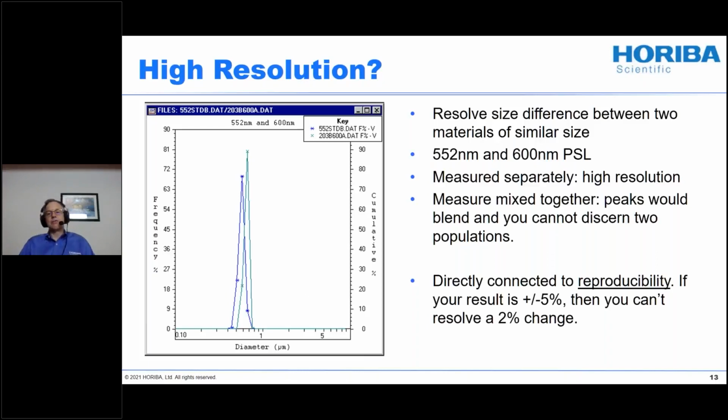This is directly connected to reproducibility. If your result is plus or minus 5%, then you can't really resolve a 2% change in your median size. So if you need to resolve changes in your product at, say, the 10% level, then you probably want your method to have a reproducibility in the 5% or better range. And that's going to be a real nosebleed, so try not to get yourself into that trap.